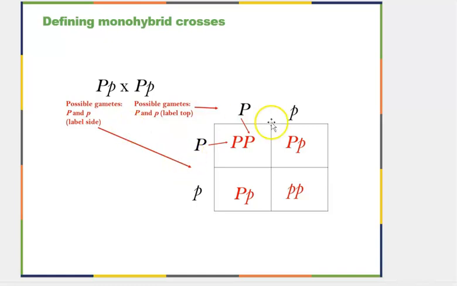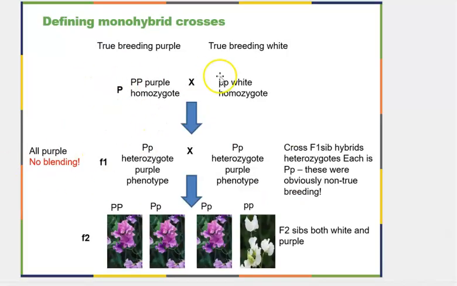Okay, let's do a monohybrid cross, right? So we've got big P, little p, big P, little p. We're pulling this P down. We're pulling this little p down. We're pulling this P here. We're pulling this little p here. Take a piece of paper and do it. Okay. Here we have the cross that we just looked at.